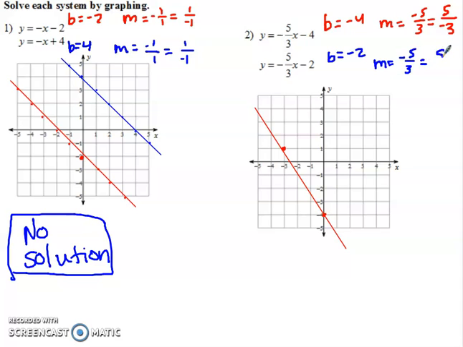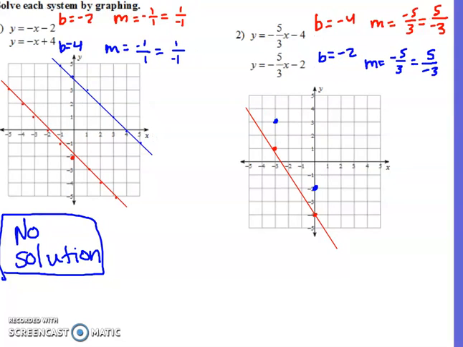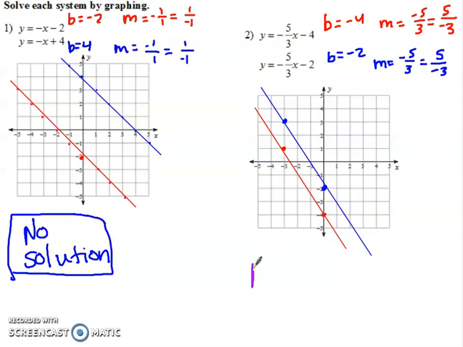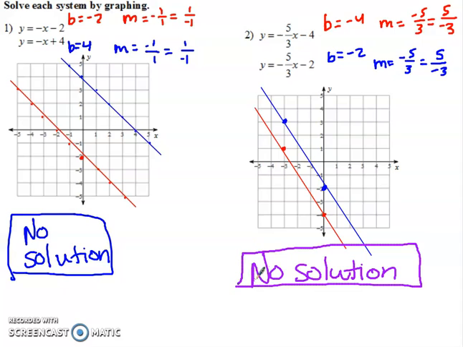I'll go ahead and finish this all the way out, just so we can see them in the graph. So a b value of -2, and then down 5, right 3 takes me off my graph, so I will go up 5 and left 3, and connect my dots to form a line. And sure enough, these lines are parallel as we expected, so therefore there is no solution. These equations have no point in common.